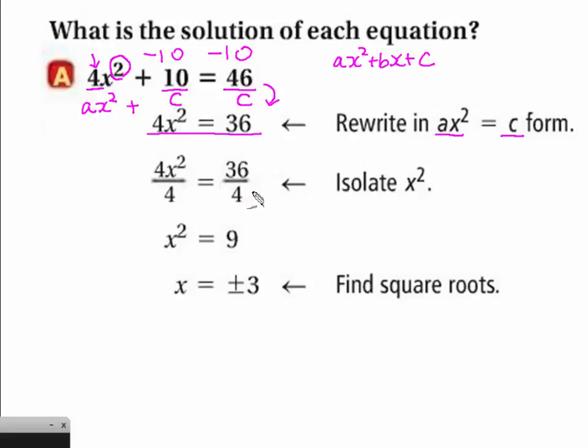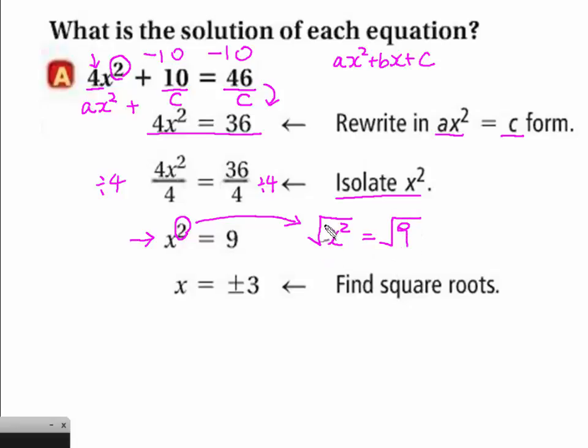And then we try to isolate x squared by dividing both sides by 4. And then we end up getting x squared equals 9. But when we try to solve this equation, we are not looking for x squared. We are looking for the value of x. In order to get rid of the square, we do the inverse or the opposite of square, which is the square root. So we take the square root of x squared on both sides.